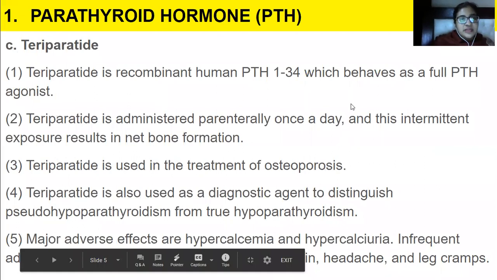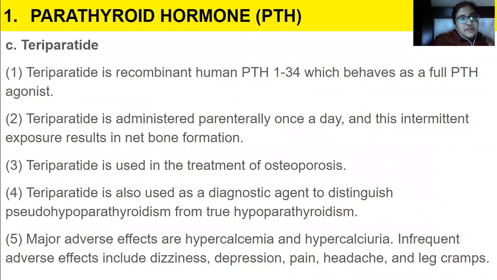Then we have teriparatide, which is recombinant human PTH. What is recombinant human PTH? It is the one produced using genetic engineering, using biotechnology. You take the bacterial plasmid, you take the human gene, and then you insert it into the plasmid, put it back into the bacteria, and put it in the fermenter, and in the process parathyroid hormone is produced.